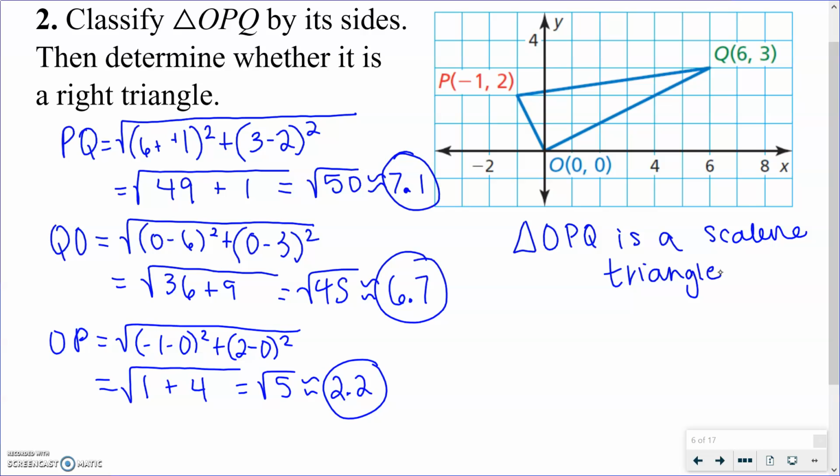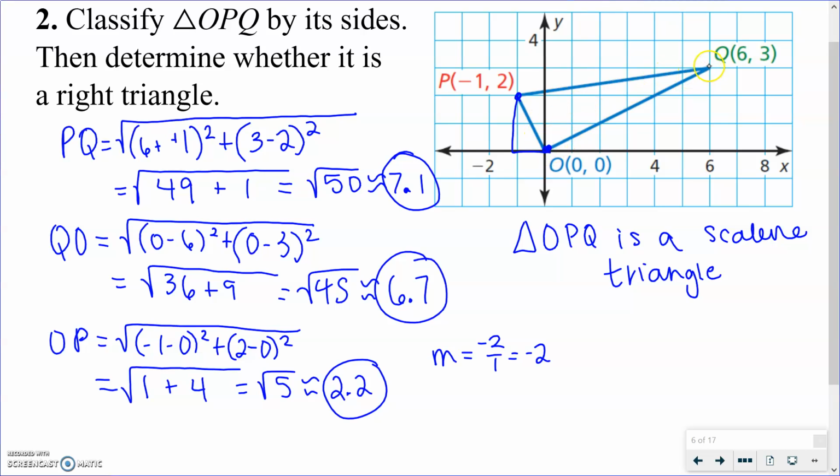Okay. The other thing that we have to do here now is determine whether it's a right triangle or not. And so to do that, what we have to do is look at the slopes. This is going to be the best way to figure out if it's a right triangle. So we're going to find the slope right here of PO. So the slope for PO, I'm going to go down 2 and over 1. So negative 2 over 1, which is negative 2. Because this is where it looks like that right angle would live if there is one.